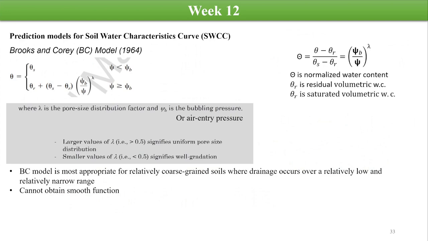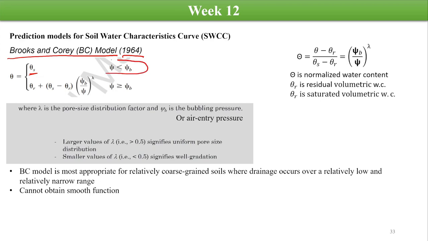Further, in the prediction of the soil water characteristic curve, we have studied several models by which we can fit the data of the soil water characteristic curve and make a prediction model based on your observed data from the laboratory. One of the basic models is the Brooks and Corey model, provided in 1964. This model is a discontinuous, that is, not continuous model.